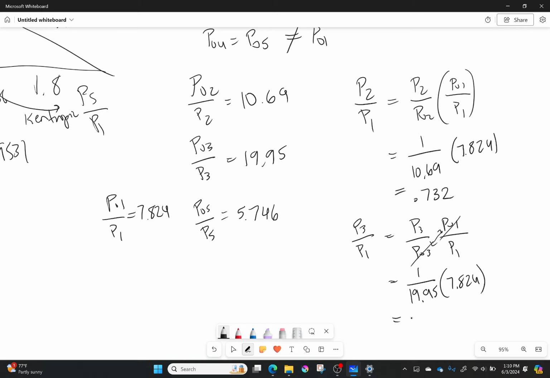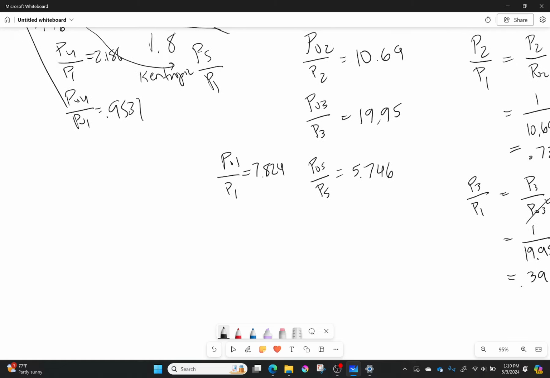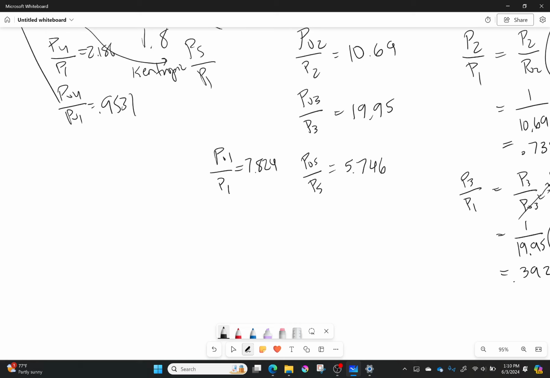Okay, so that's equal to 0.392. So we have the top now. Now let's do the bottom one. We already got P4 over P1. That's pretty easy. It was given earlier when we did this part right here, and we know what P04 over P01 is. So from that, we're going to have to go from there.